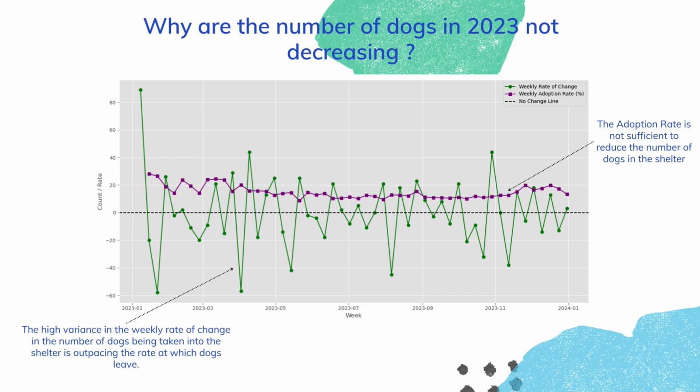So, this high variance in the weekly rate of change in the number of dogs being taken into the shelter is outpacing the rate at which dogs leave. The adoption rate is not sufficient to reduce the number of dogs in the shelter.